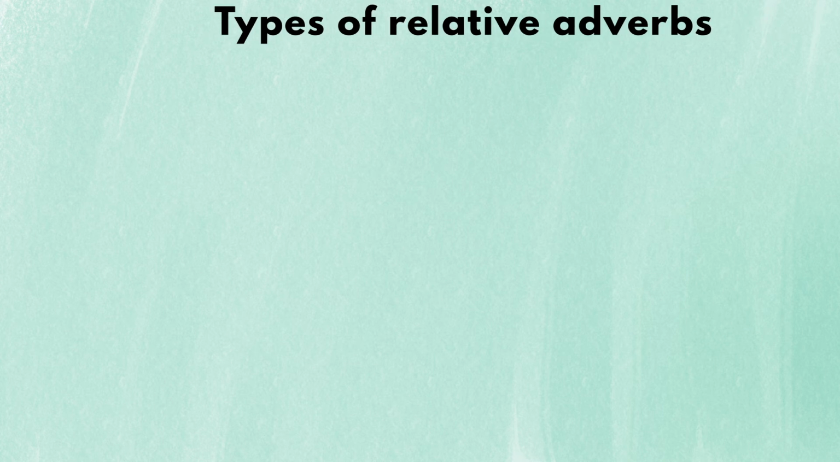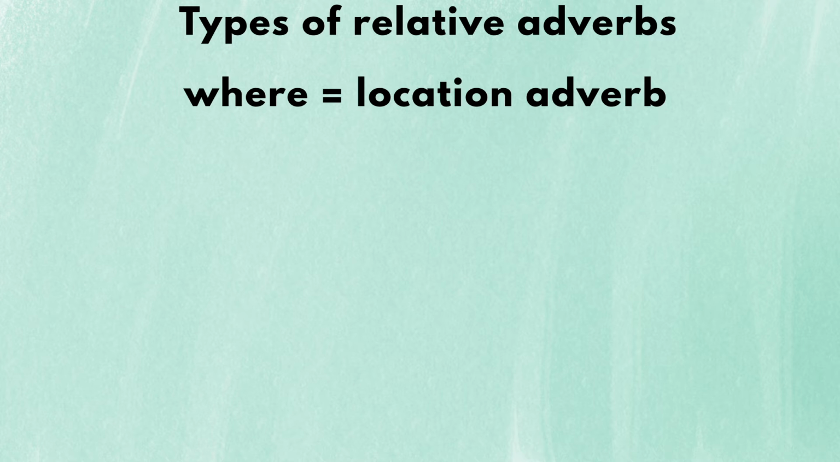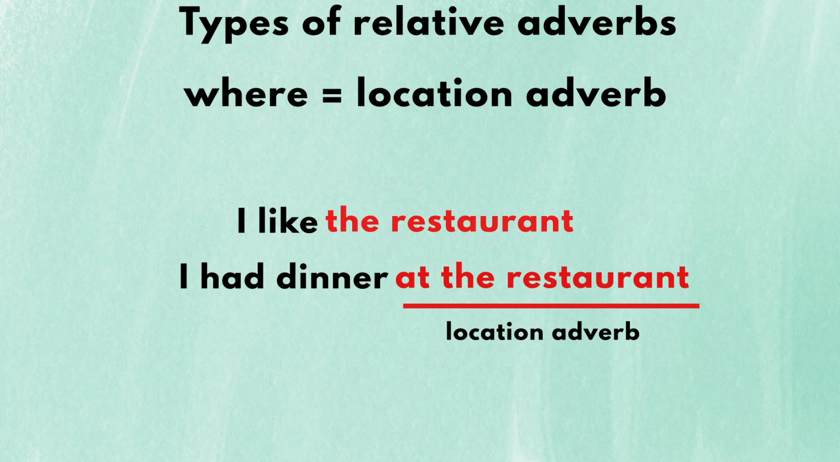Let's begin. Let's first talk about the types of relative adverbs. You use "where" if the noun in the second sentence is located in the adverb talking about location. For instance, the two sentences share the noun the restaurant, and the noun in the second sentence appears in the location-related adverb. In this case, change the entire adverb "in the restaurant" into "where."